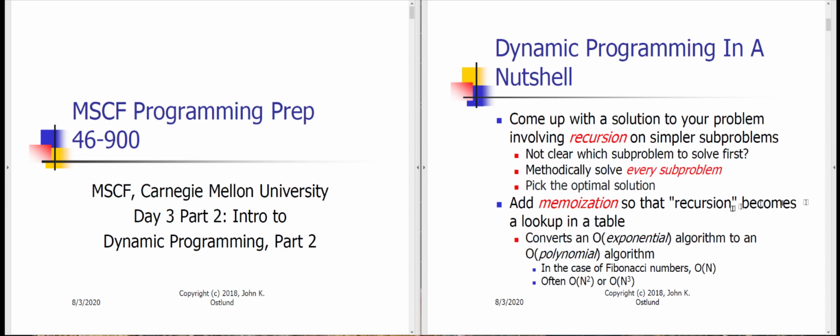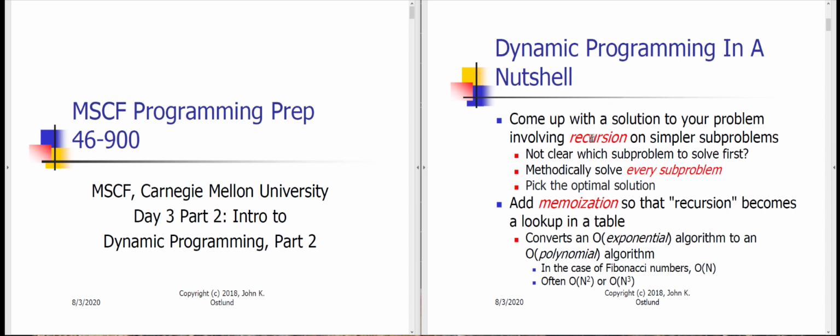Okay, so we've looked at two examples of dynamic programming problems. One was the rod cutting problem. The second was the all shortest paths problem in a weighted directed graph. Okay, so the basic approach in dynamic programming is you start out with some problem that seems very complicated.